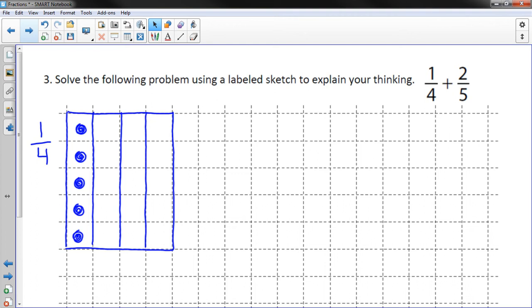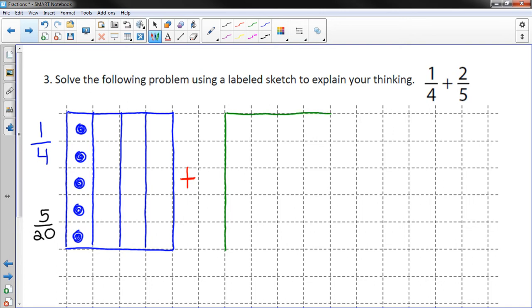So what I did is I just made an equivalent fraction of 5/20. And it looks like we're adding. So we're adding. Now I have to build the same thing for 2/5. So same size rectangle, 4 by 5. Is that 4 by 5? It looks like it. So this is 2/5.